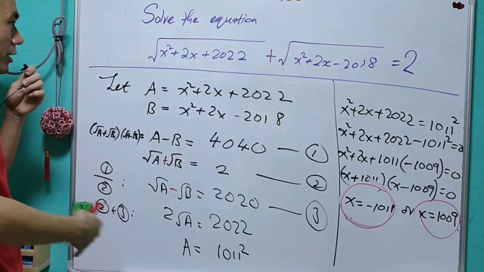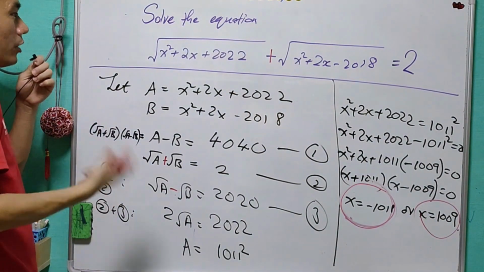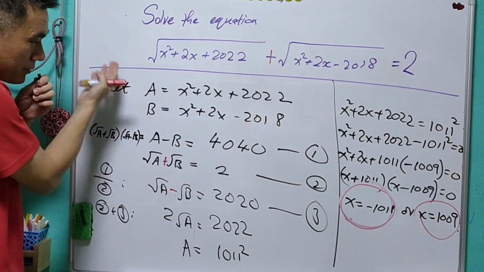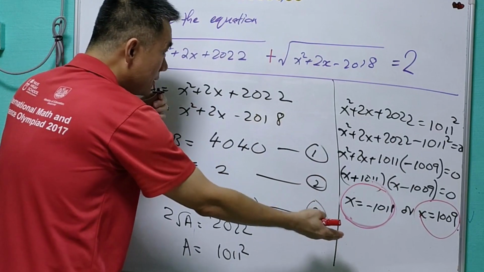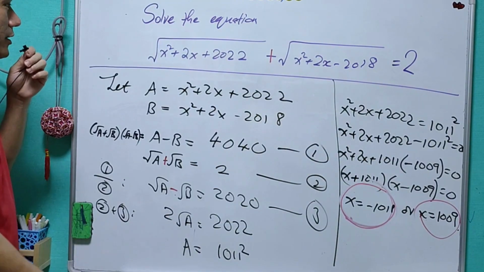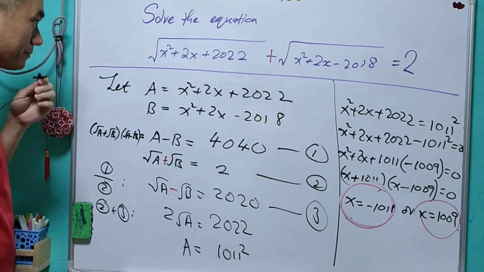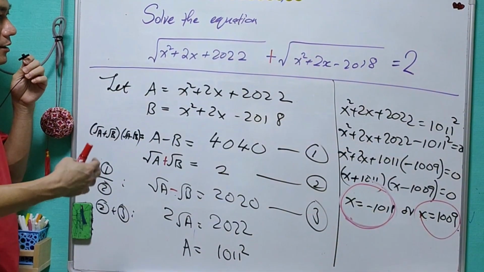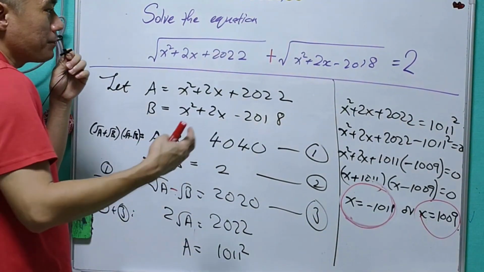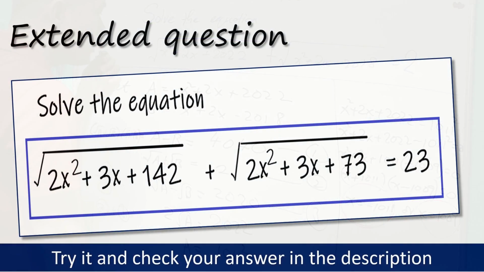So here comes an interesting question. What's going wrong? We did all the similar techniques and got the answer, but none of it satisfies the equation. If you have any idea, leave it as a comment. Next, you may try the similar question that I propose here. Try it on your own and check your answer in the description.